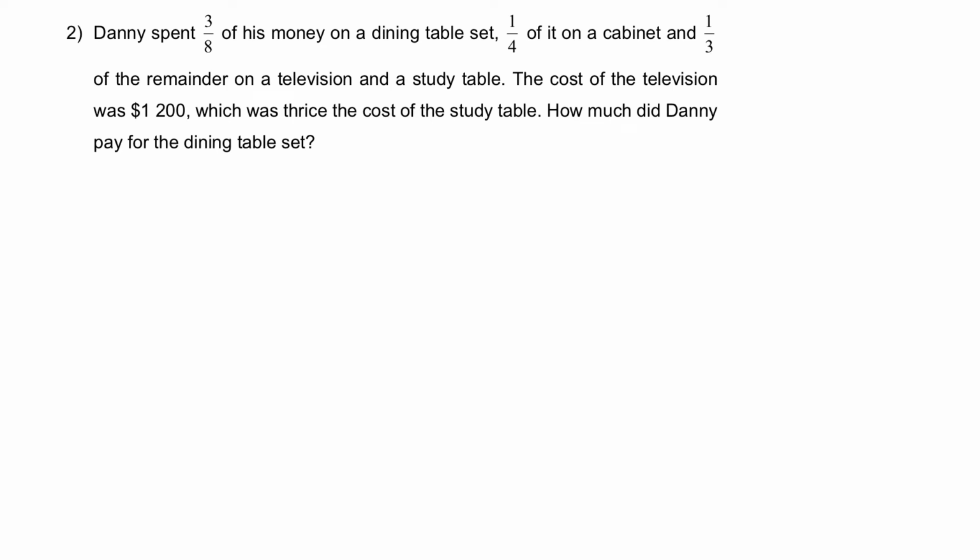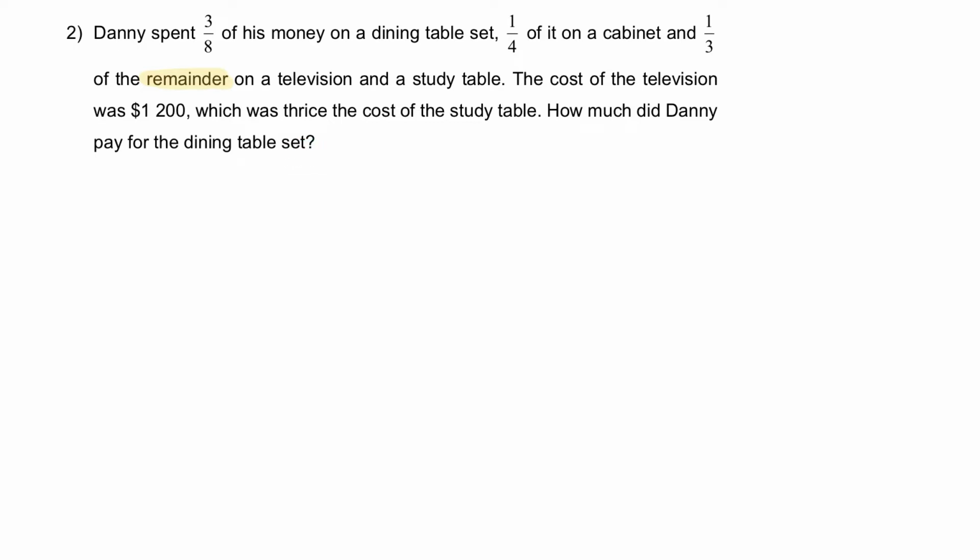Question 2. Danny spent 3/8 of his money on a dining table set, 1/4 of it on the cabinet and 1/3 of the remainder. It's important to take note of this word, remainder, on a television and a study table. The cost of the television was $1,200, which was thrice the cost of the study table. How much did Danny pay for the dining table set?